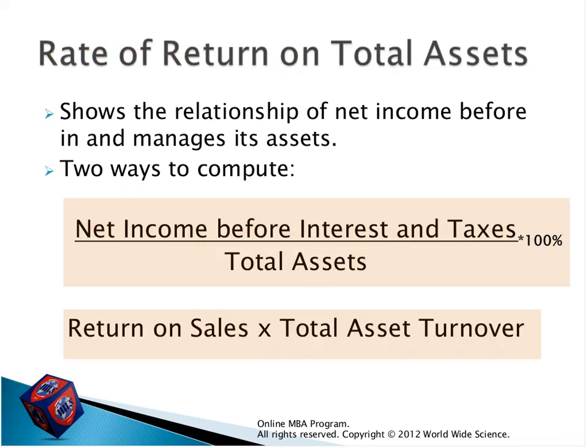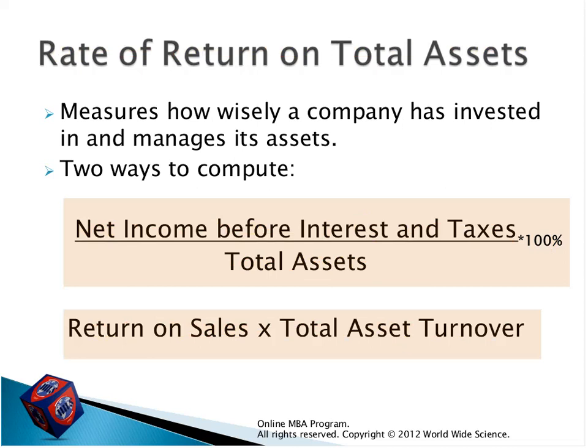Next one, we have the rate which is called the rate of return on total assets. So it measures how wisely the company has invested in and managed its assets. So we have two ways to compute this ratio, which means we have two kinds of formula you can use to find your rate of return on total assets. First, you have to take your net income before interest and taxes and divide on your total assets. In the percentage, if you would like to see, you just multiply on 100%.